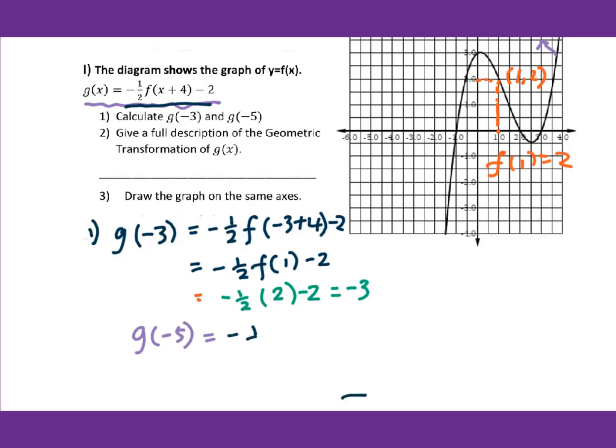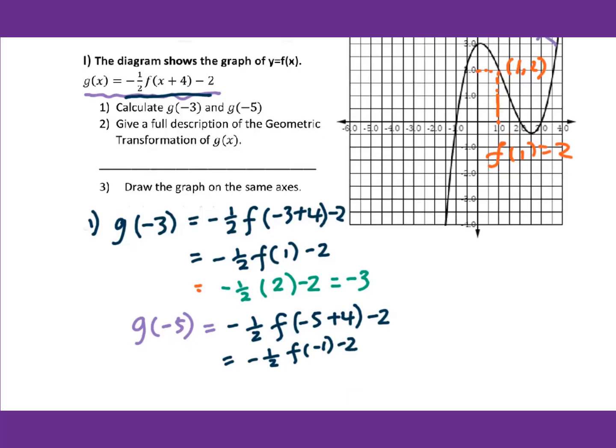For g of -5, still we need to plug in. You will get -1/2 f of -5 plus 4 minus 2. So we got -1/2 f of -1 minus 2. Then you need to check on the graph. X equals -1, this point, that's -1, 0, which means f of -1 equals 0. Therefore, we plug in -1/2 times 0 minus 2 equals -2.